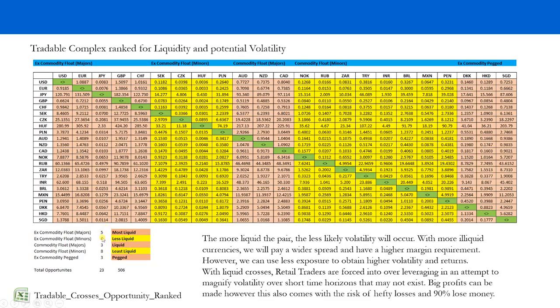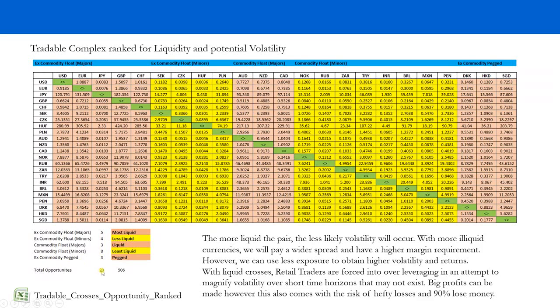Ex-commodity float minors, 4 in total. Commodity float majors, 3 in total. Commodity float minors, 8 in total. Ex-commodity pegged, 3 in total. Total opportunities equal 23, but debatable because of the commodity pegged situation.